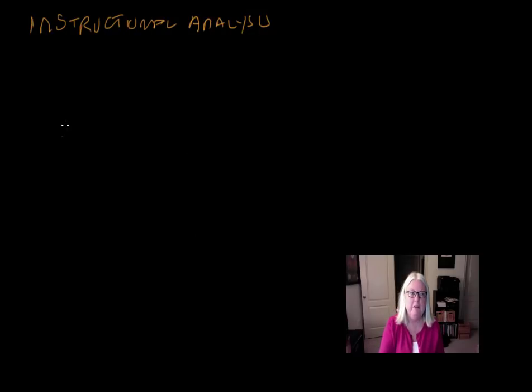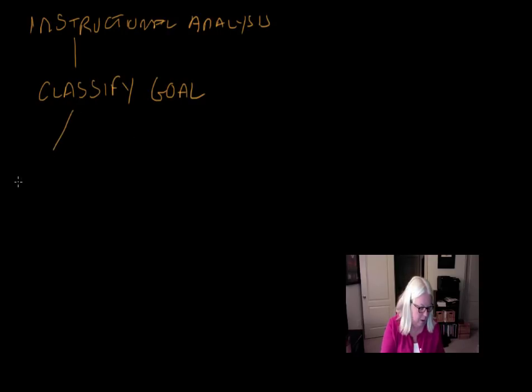So the first thing we want to do is classify the goal. Okay, we talked a little bit about this last week as far as Gagne's learning domains. Okay, so we classify the goal. It's one of four areas. Okay, it could be verbal information. Okay, and verbal information is asking the learner to give a specific response to a specific question, such as having a learner name the countries in Africa, for instance.